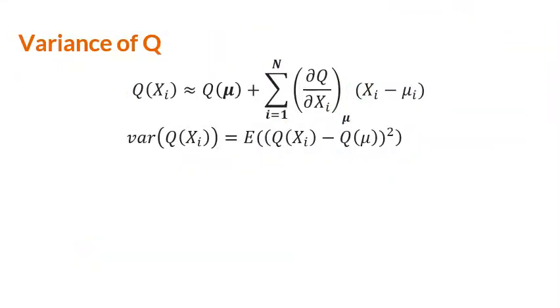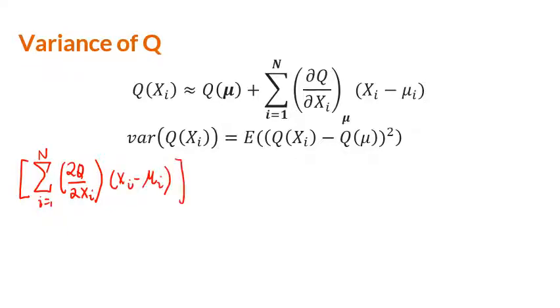Okay, proceeding our calculation. So we now have this: summation of i from 1 to n of partial of Q with respect to x sub i, x sub i minus mu sub i, quantity squared, and the expectation value of this whole thing. Kukunin natin yung expectation value ng buong yan. So let's first expand this series.